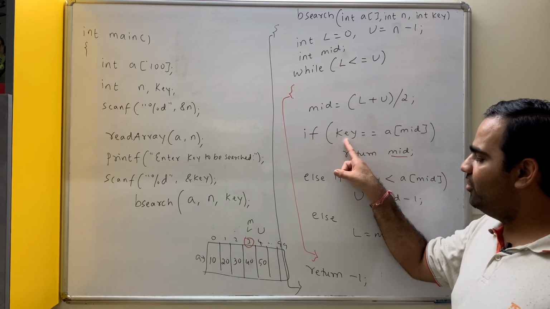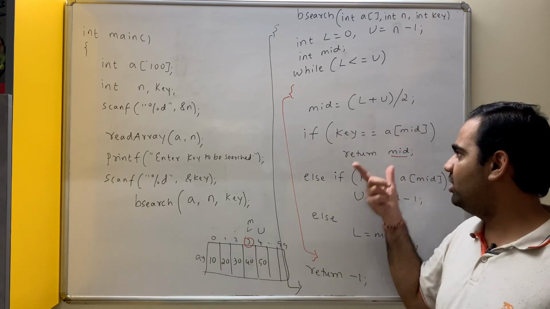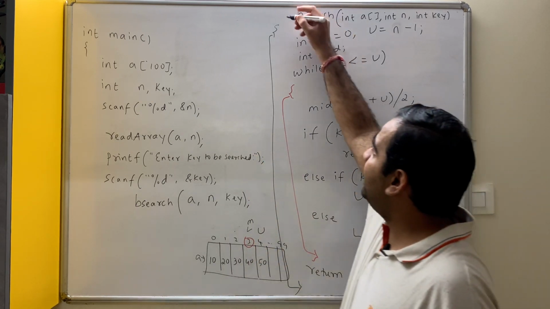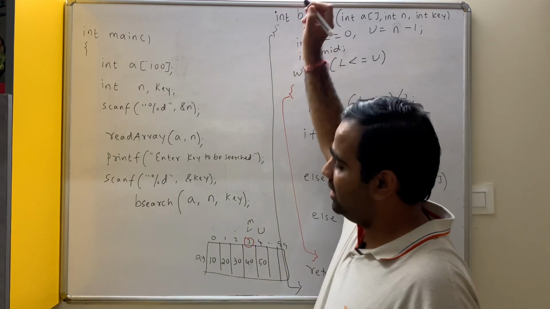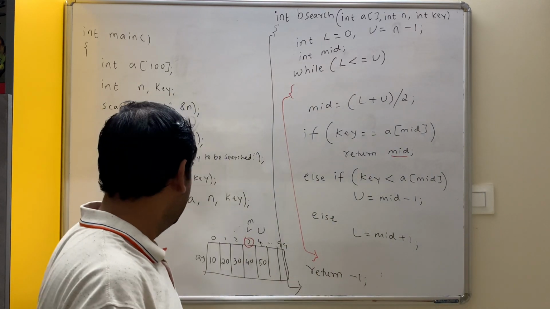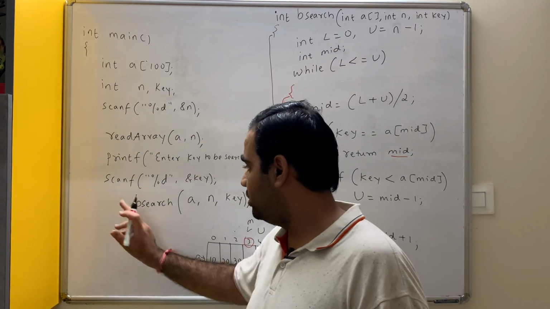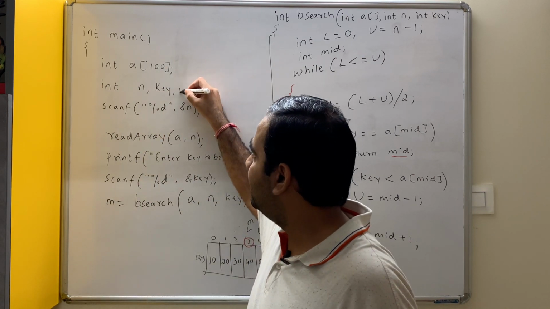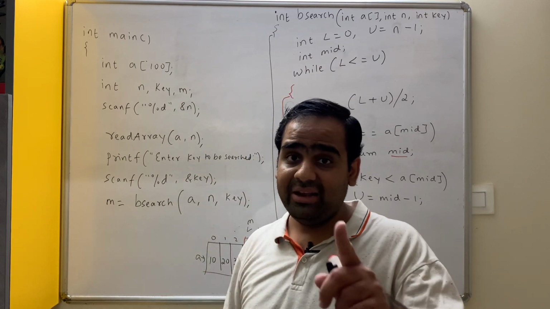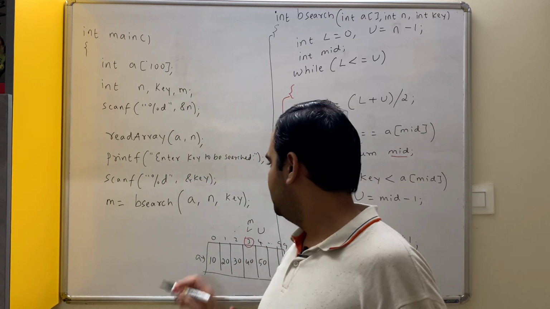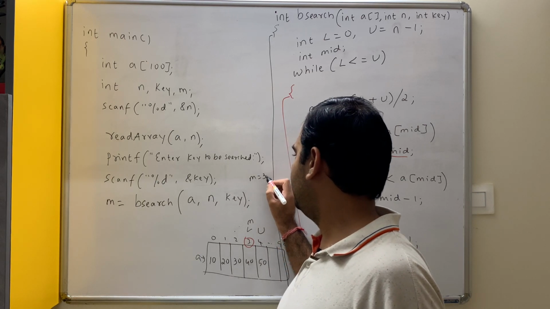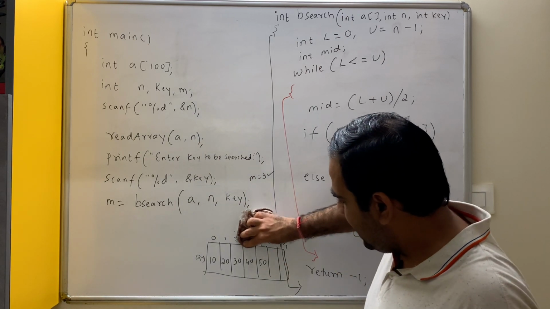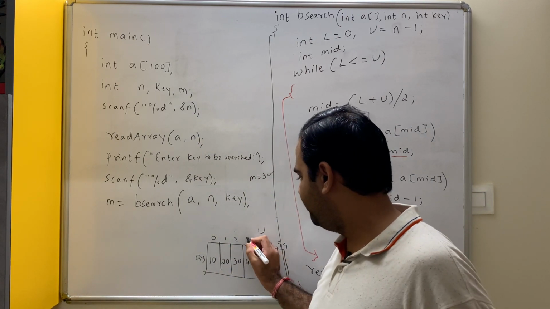Hence the value of mid will now point to 3. Now compare. What is the value of key? 40. And what is a of 3? It is 40. 40 equal 40 is true. Return mid. Now what is the value of mid? 3. 3 is integer. Therefore, the return type of the function has to be an integer. Now this 3 has to be stored over here, and let me store it in some variable called m and declare that variable m. Now what is the value of m? The value of m is 3. See here, 3 means it is found.